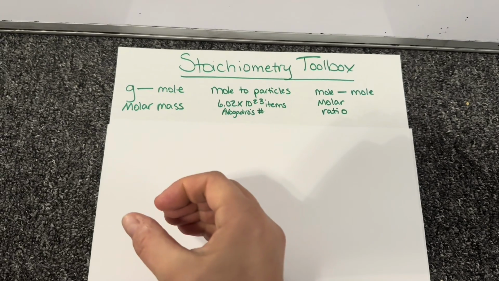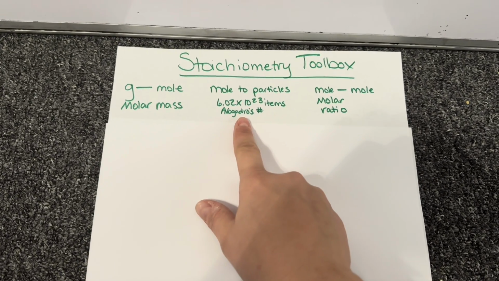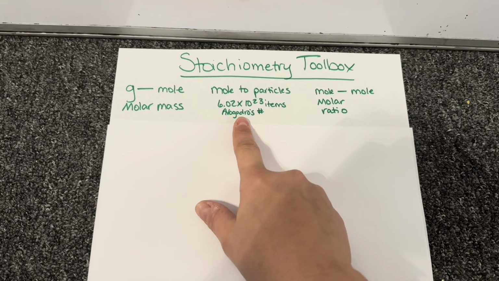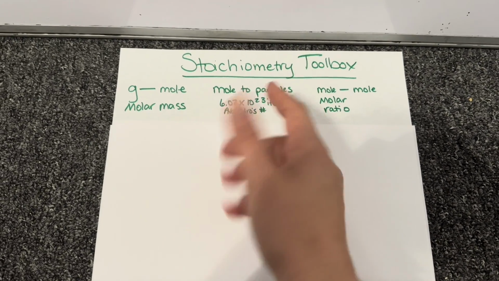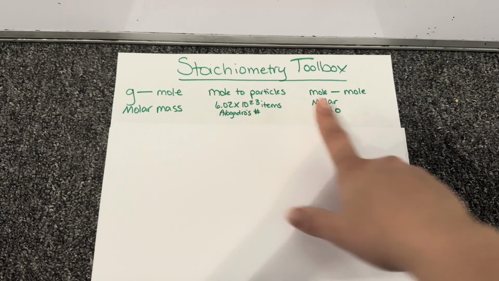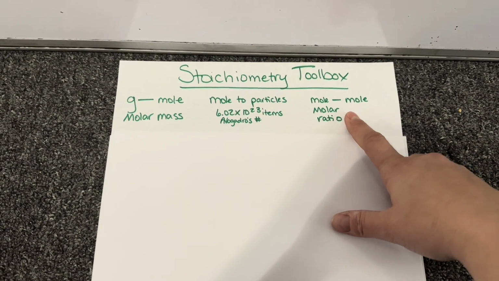So if I had a beaker of 4 moles of water, I could do this unit conversion using Avogadro's number and figure out exactly how many water molecules I had in that beaker. Easy, right? And then today, our first one, we're going to add something to our toolbox, and we're going to look at this molar ratio.